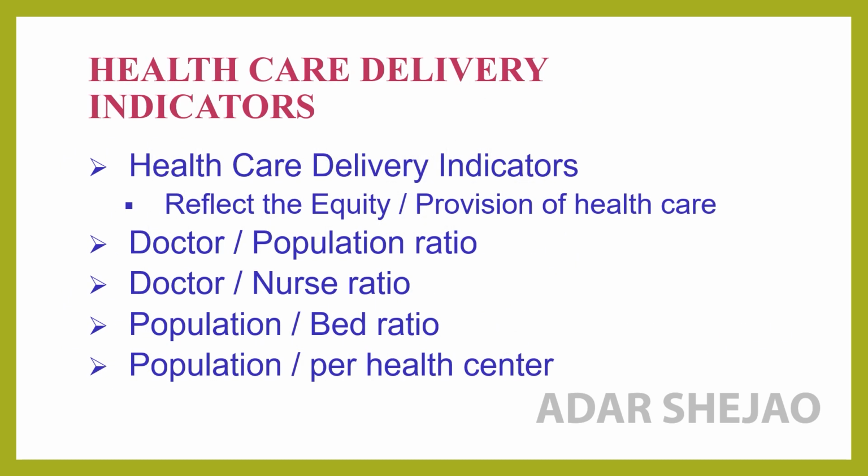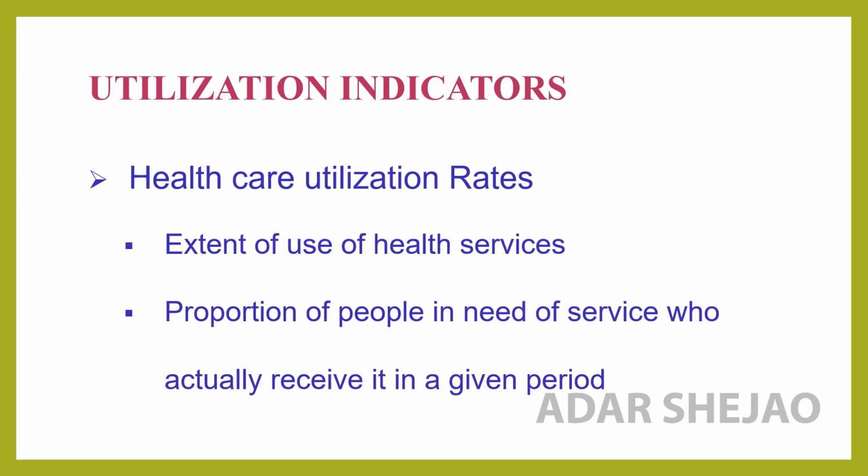Healthcare delivery indicators. Healthcare delivery indicators reflect the equity/provision of healthcare. Doctor/population ratio. Doctor/nurse ratio. Population/bed ratio. Population per health center. Utilization indicators. Healthcare utilization rates. Extent of use of health services. Proportion of people in need of service who actually receive it in a given period.